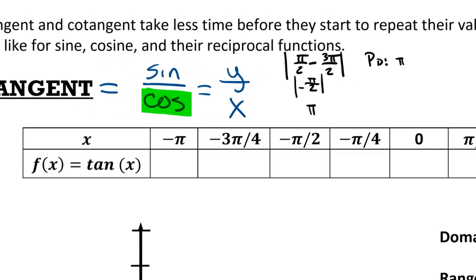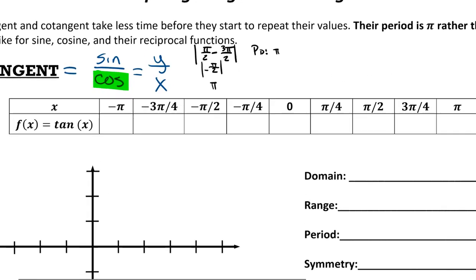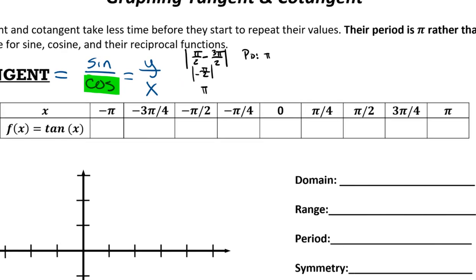So that's a quick introduction to graphically what's going on. Then we'll come back and formalize these with our notes a little bit more. But we already know at pi over 2, we're going to have an asymptote. That's going to be undefined, and at negative pi over 2, those are going to both be undefined at those values.